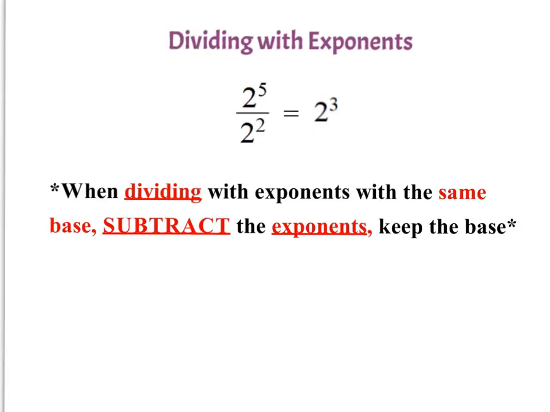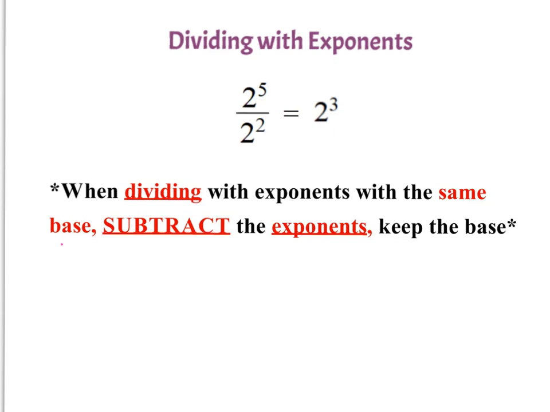So with dividing exponents, it's the opposite of multiplying. When I divide with exponents, again, with the same base. Remember, the base is the big number, so our base is 2. When we divide with exponents with the same base, I subtract the exponents and keep the base.